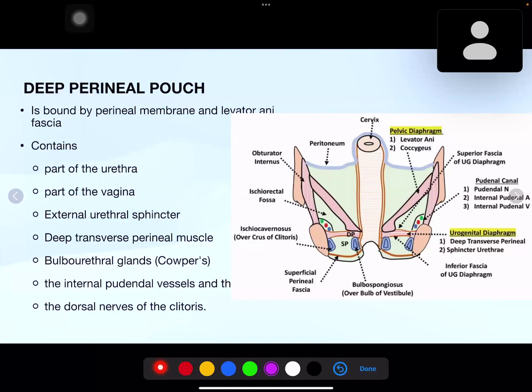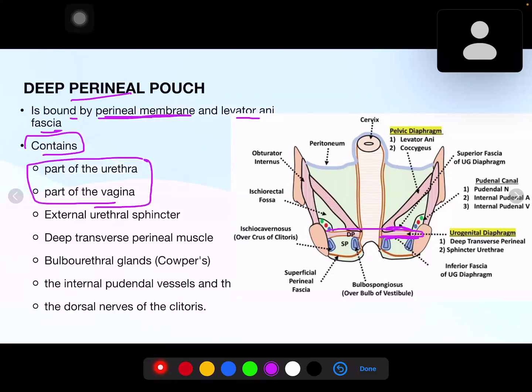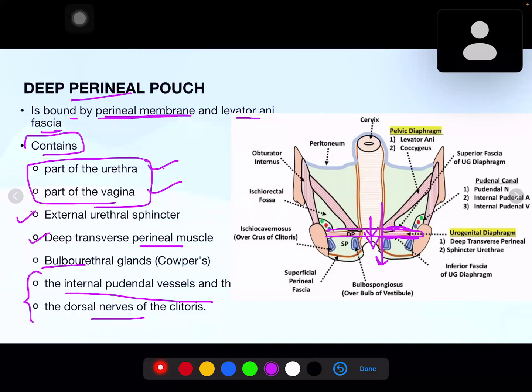Next would be the deep perineal pouch. It is bounded by the perineal membrane and the levator ani fascia. The urethra and vagina both pierce through this. See, the vagina goes through this pouch, and the urethra also goes through here anteriorly. Part of the urethra and part of the vagina go through the deep perineal pouch, and then there are the external urethral sphincter, the deep transverse perineal muscles, bulbourethral glands, the internal pudendal vessels, and the dorsal nerve of the clitoris. So these vessels and nerves are also in the deep perineal pouch.